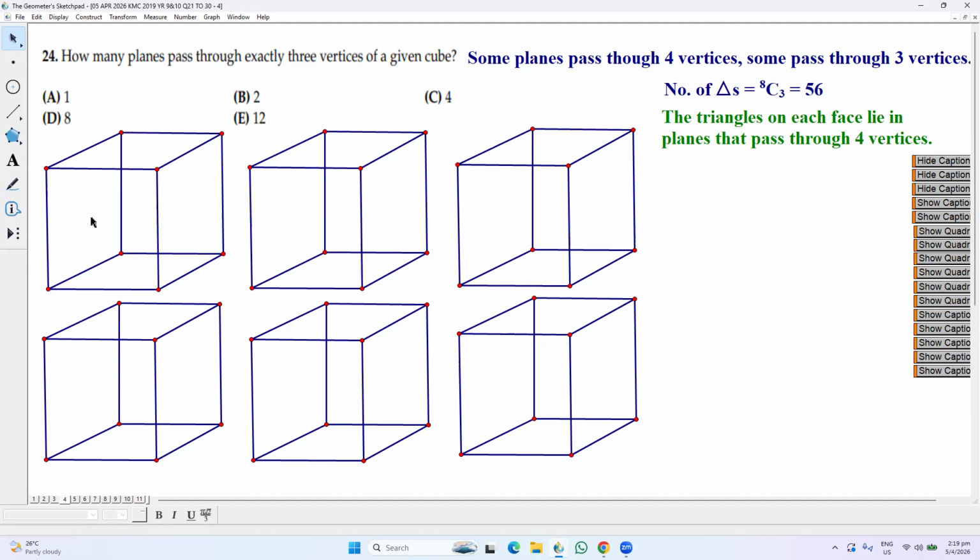And there are 6 faces. So the number of triangles on each face, 4 choose 3, times 6. All these 24 triangles will have 4 vertices. The triangle lies in a plane that will pass through 4 vertices. In other words, the triangle is part of the big plane. That big plane has 4 vertices. Triangle is 3 points on the plane.